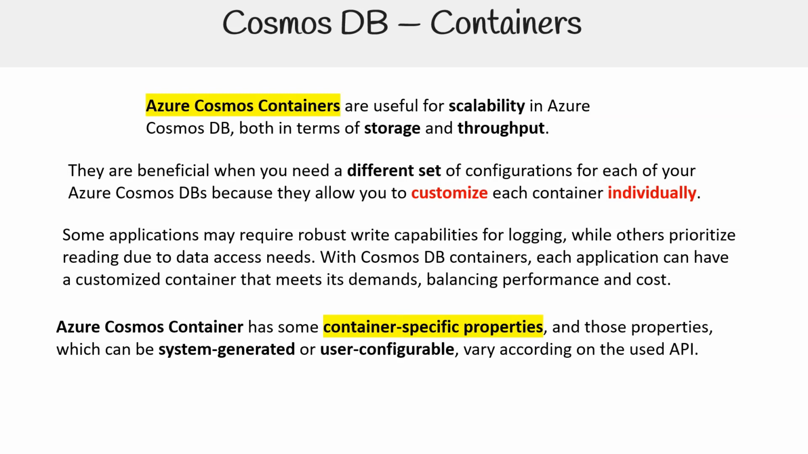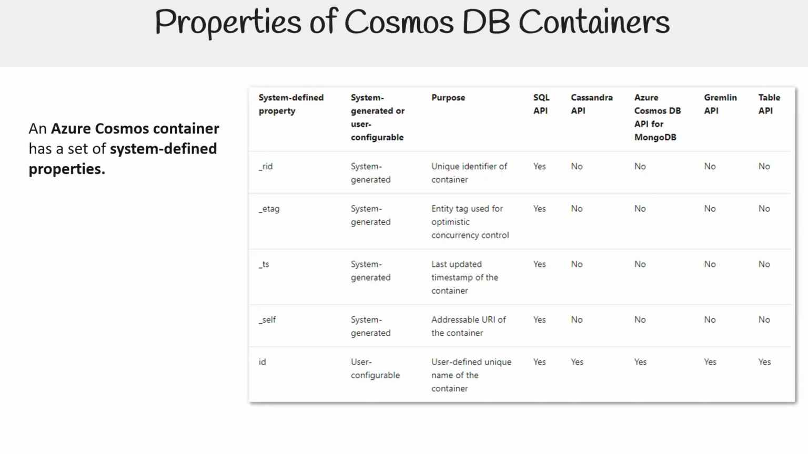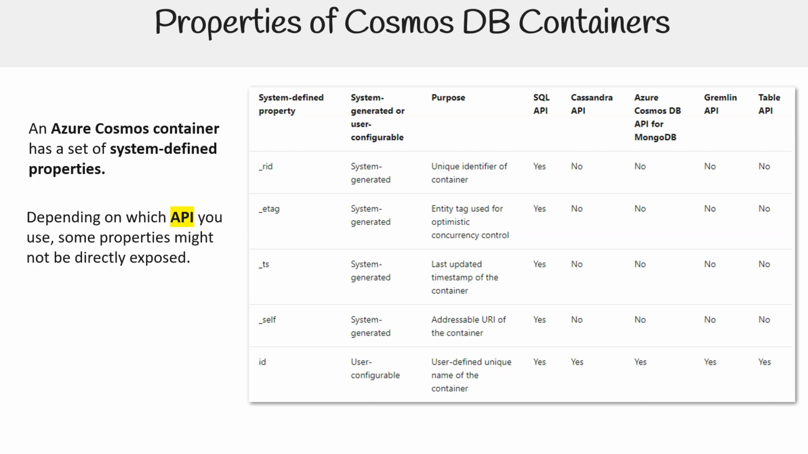Azure Cosmos Container has some container-specific properties, and those properties, which can be system-generated or user-configurable, vary according to the API used. An Azure Cosmos Container has a set of system-defined properties. Depending on which API you use, some properties might not be directly exposed. The table lists various system-defined properties in Cosmos DB and indicates which ones are system-generated versus user-configurable. Additionally, it also denotes which properties are used by different APIs for NoSQL, Cassandra, MongoDB, Gremlin, and Table.